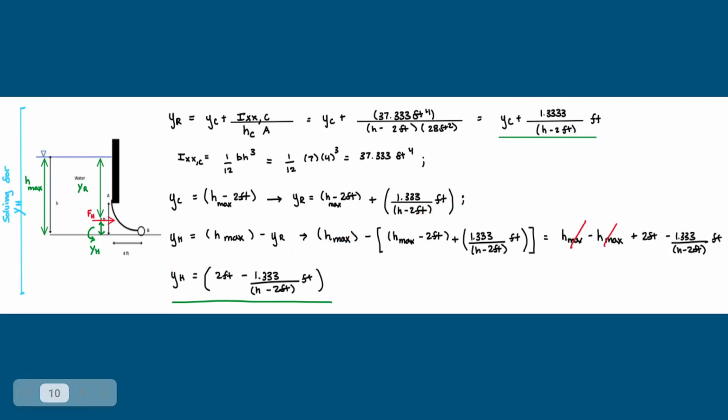Alright, so now we're going to obtain the value of YC, which is the distance from the free surface to the centroid of the vertical plane surface. We take the maximum height and subtract 2 feet, which will yield H max minus 2 feet. We can now plug this into our final YR equation, which will give us this equation right over here. As you can see, the two H maxes will cancel out, leaving us with 2 feet minus 1.33 over H minus 2 feet.